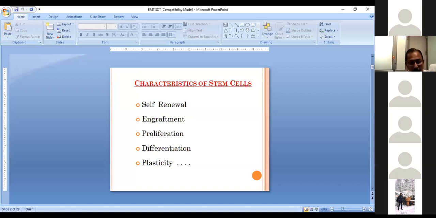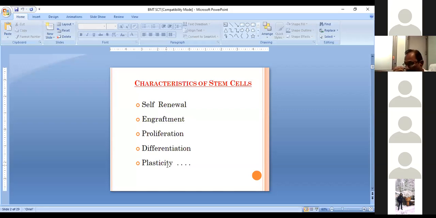They are basically null cells. Null cells means they are the neutral cells. They have the potential to differentiate into different types of hematopoietic precursor cells, which give rise to hematopoietic mature cells.